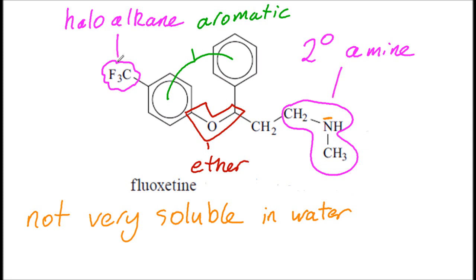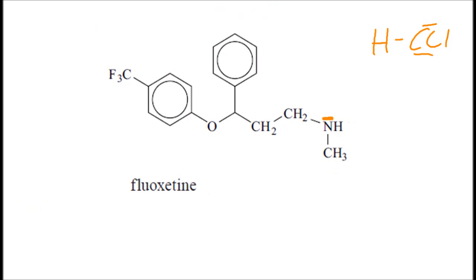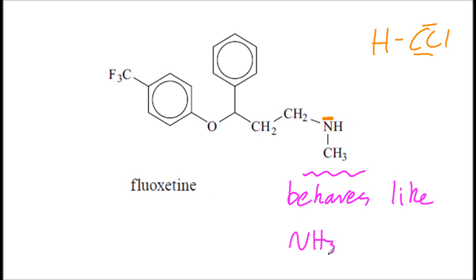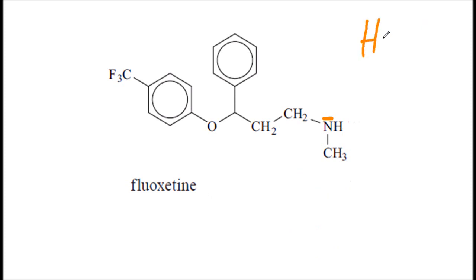So, once again, an acid-base reaction would solve our problem. That looks like and reacts reasonably similarly to ammonia. That's a secondary amine, any amine. So the lone pair on the nitrogen is going to pull an H+ off of that hydrochloric acid, leaving a chloride ion behind.